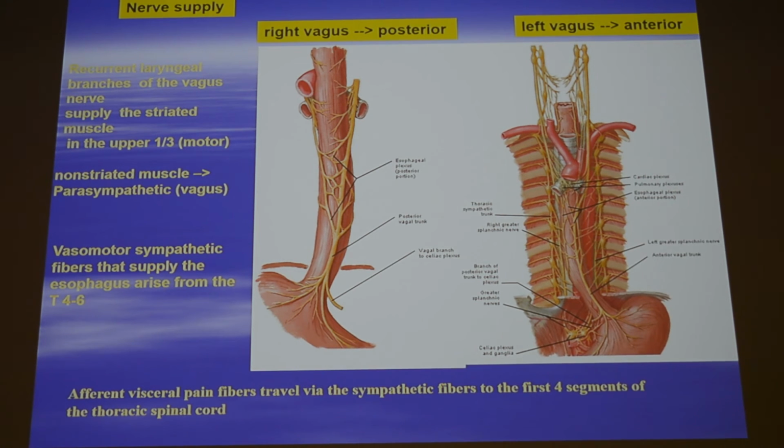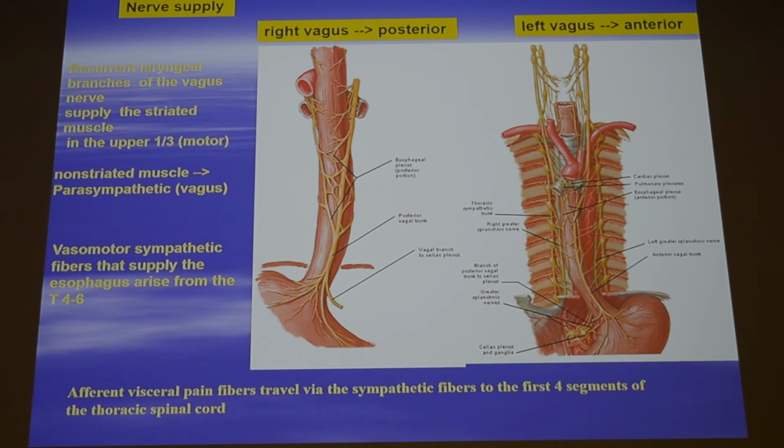Autonomic meaning sympathetic and parasympathetic. Sympathetic will prepare you to fight or flight, you flee. While the parasympathetic, you're sitting on the beach, chilling, having a good drink, and just enjoying life. That is the parasympathetic system in general.